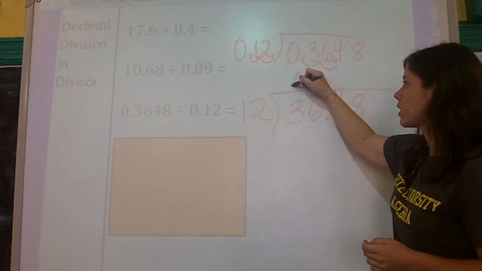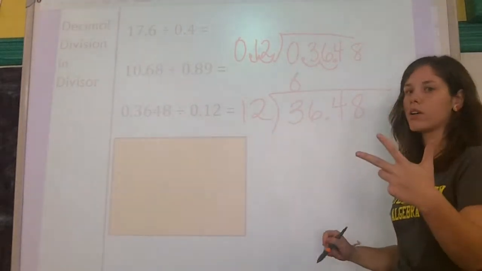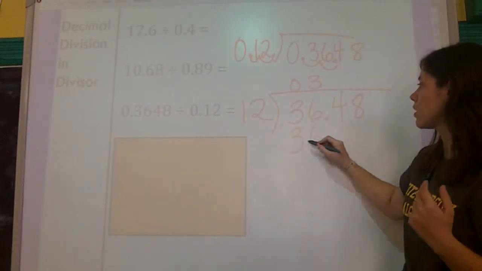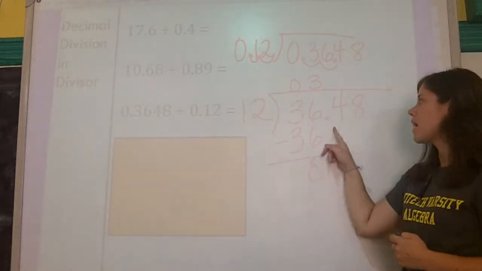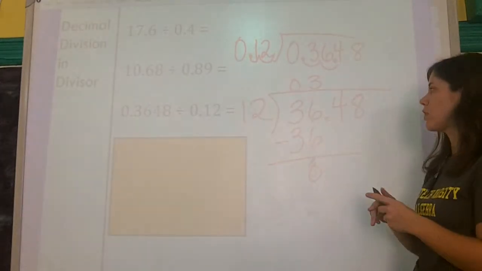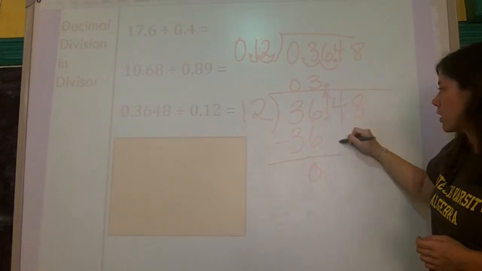12 doesn't go into 3. 12 goes into 36. 12, 24, 36. 3 times, because 12 times 3 is 36. I'm left with 0 here, but I haven't used up all of the numbers that are in my dividend, so I'm not quite finished. I need to bring my decimal up and bring the next number down.